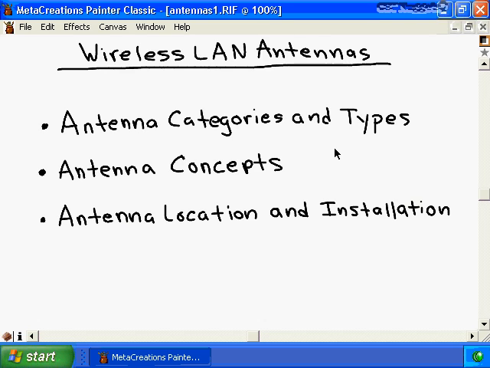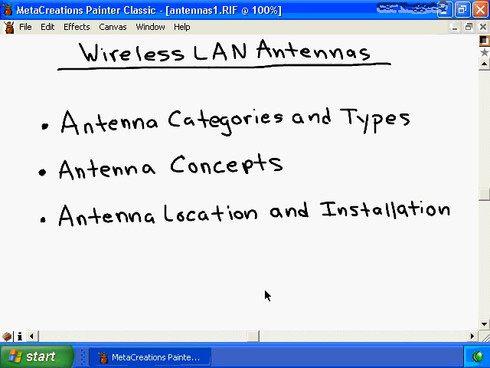Now in order to select an appropriate antenna for our wireless network, we need to know how the radio frequency from a wireless antenna is propagated from the antenna. So to learn about that, we're going to learn about the different antenna categories and the different types of antennas that fit within these categories. And we'll learn about key antenna concepts such as polarization, gain, beam width, and free space path loss.